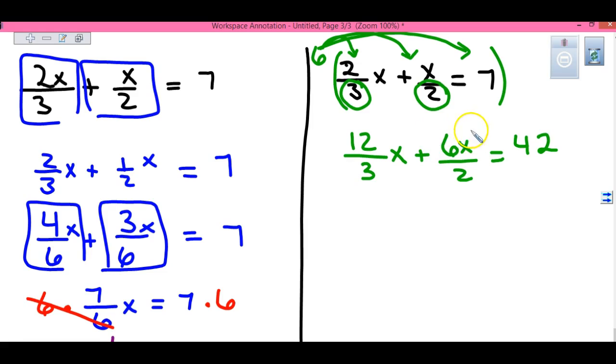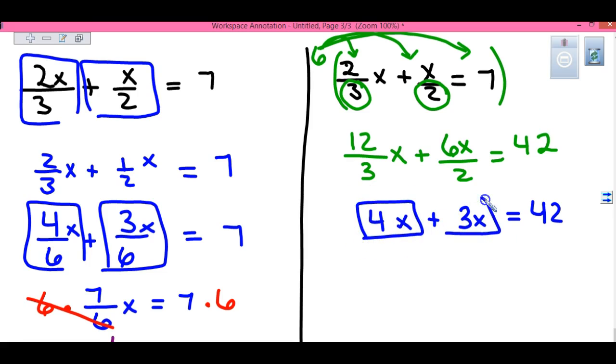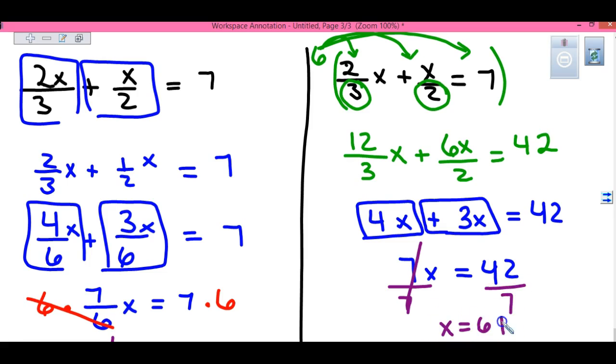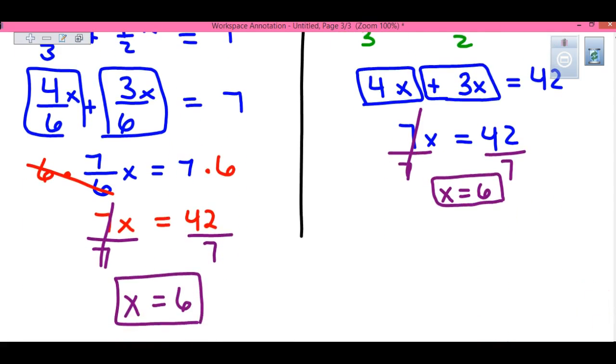Now that I've distributed my common denominator, I can simplify each of these fractions. 12 divided by 3 is 4x. 6 divided by 2 is 3x. That's equal to 42. Do you see how my equation now looks like a very simple equation, where I can combine like terms, and I get 7x is equal to 42. Divide by 7, and we get that x is equal to 6. Did I get the same answer both ways? Yes.